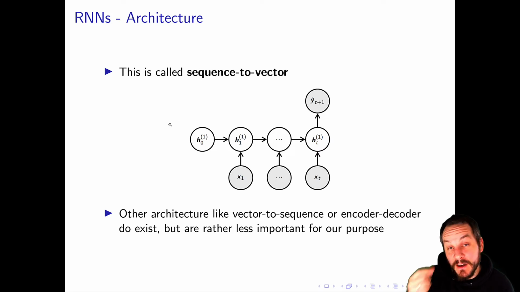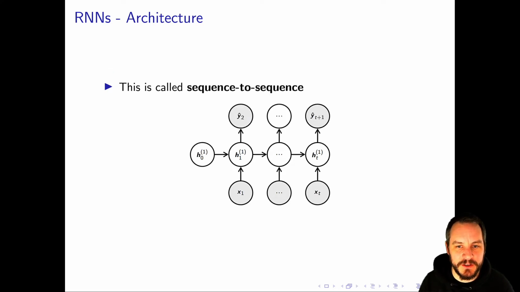Okay, there are even more architectures when it comes to recurrent networks, like a vector to sequence or an encoder decoder. But this is not so important for the things we are going to do here. We mainly will use recurrent networks for two things: making predictions if we have something over time, and also processing text information at the end of the course. Here, recurrent networks are also very valuable, and in both cases, we are more interested in these two architectures.